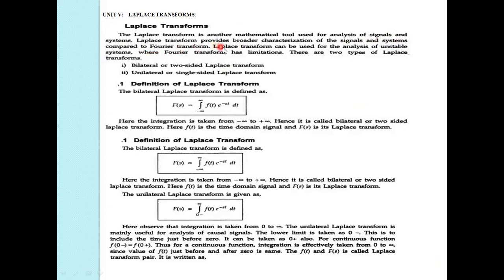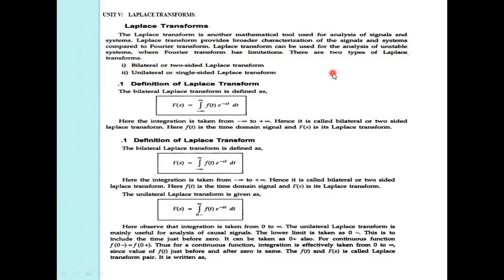Laplace transform provides broader characterization of signals and systems compared to the Fourier transform. The Laplace transform can be used for analysis of unstable systems where the Fourier transform has limitations. There are two types of Laplace transform: bilateral, nothing but the two-sided Laplace transform, and the second one is unilateral, nothing but the single-sided Laplace transform.